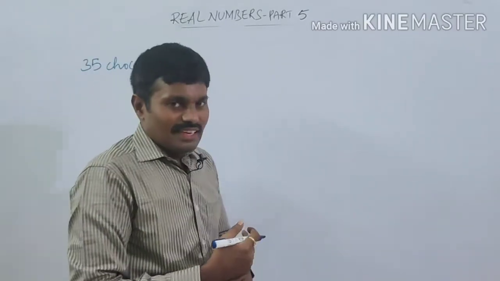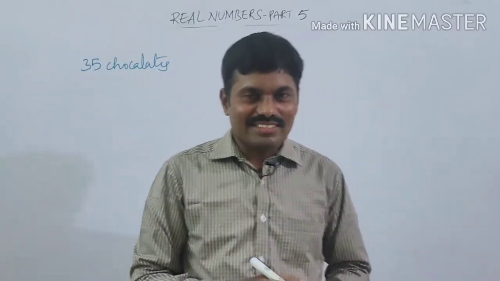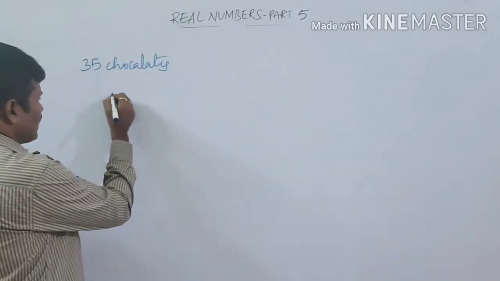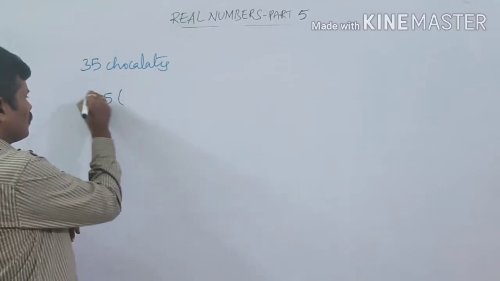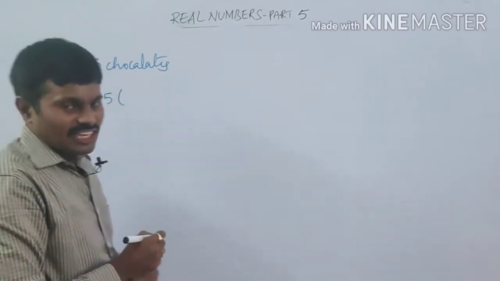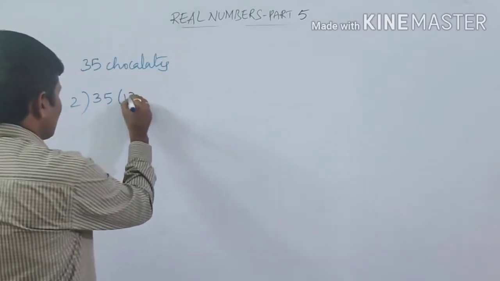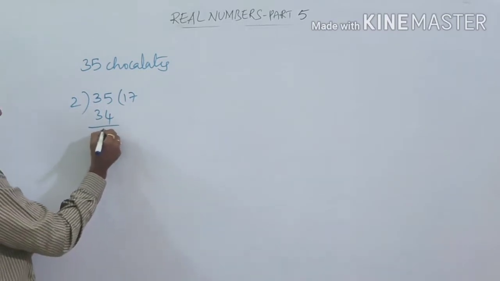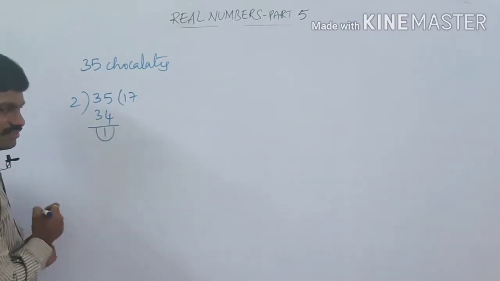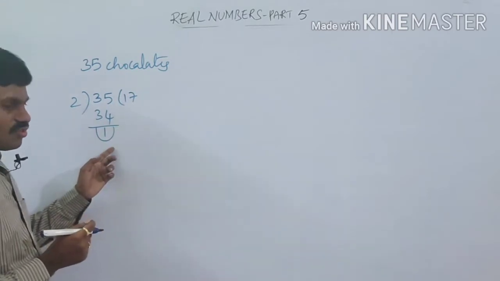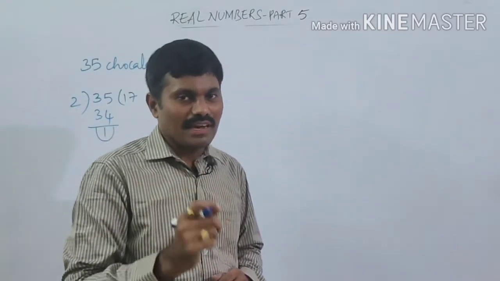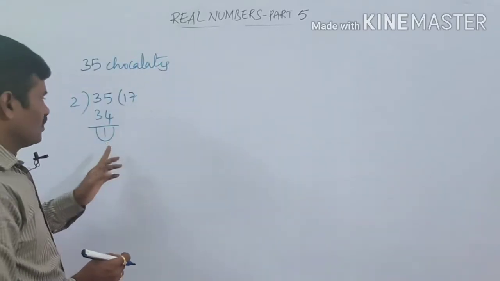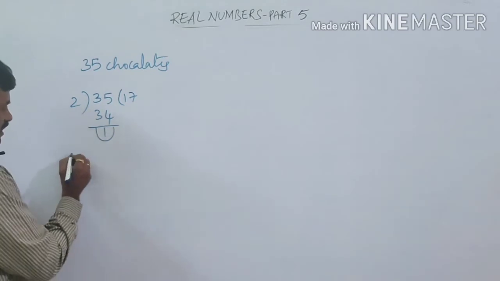If I distribute 35 chocolates to two of my friends, each one gets 17 chocolates. Yes, 2 17s are 34. How many chocolates are left over? 1 is left over. But according to the condition, no chocolate should remain in my bag. So this condition is not satisfied.